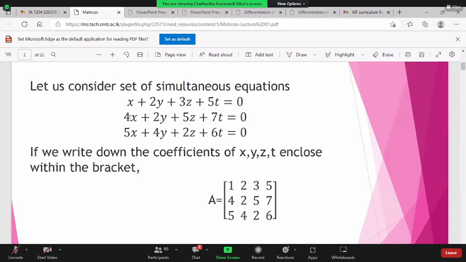By using these coefficients, you will be able to construct a matrix. The first row is the first set of coefficients 1, 2, 3, 5, then the coefficients of the second equation 4, 2, 5, 7, and the third equation 5, 4, 2, 6. With the coefficients, we have constructed a matrix. A matrix is nothing special, it is something within the calculations we use every day. Here you construct a matrix out of the coefficients of the given simultaneous equations.